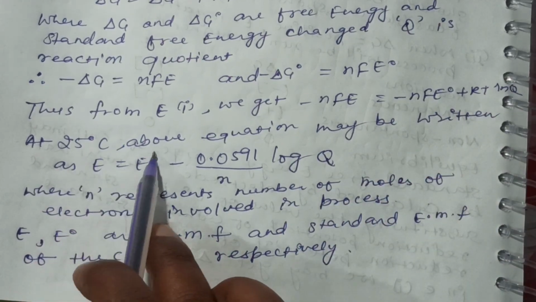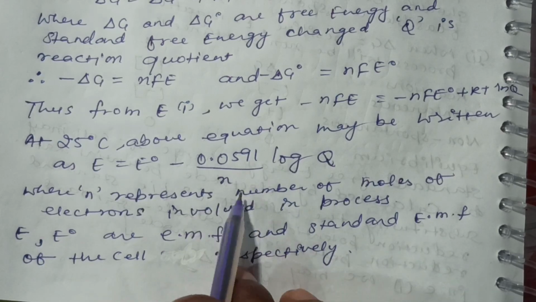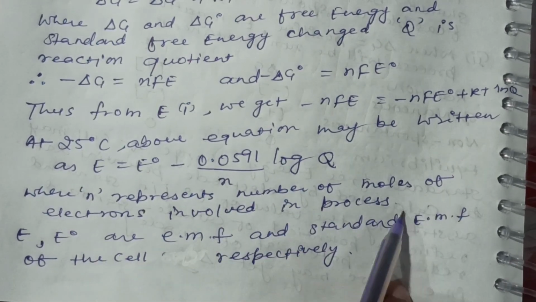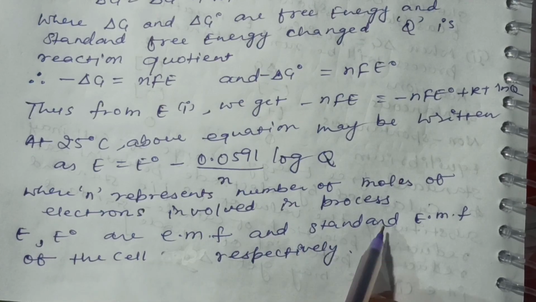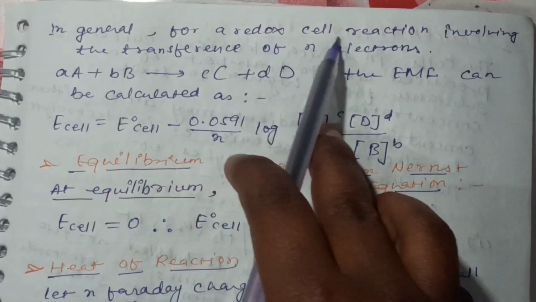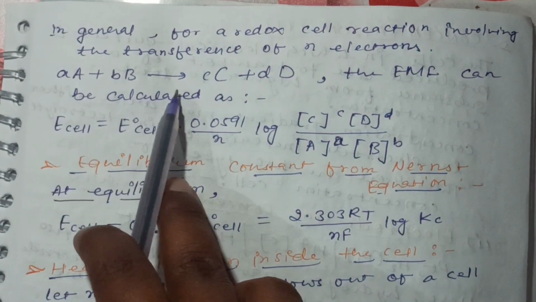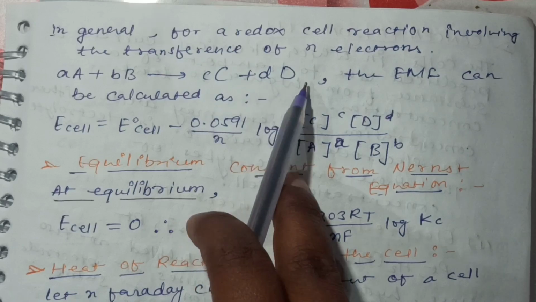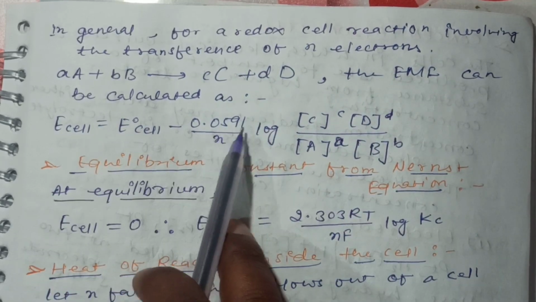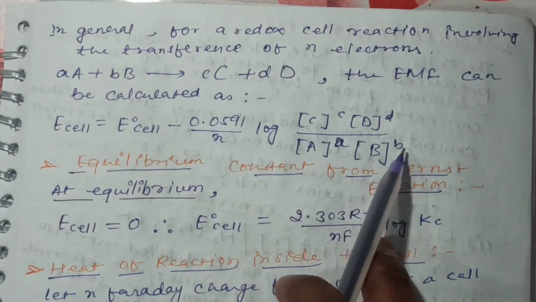At 25 degrees Celsius, the above equation may be written as E is equal to E naught minus 0.0591 upon n log Q, where n represents the number of moles of electrons involved in the process. E and E naught are the EMF and standard EMF of the cell respectively. In general, for a redox cell reaction involving the transference of n electrons, aA plus bB to cC plus dD, the EMF can be calculated as E cell is equal to E naught cell minus 0.0591 upon n log [C] to the power c [D] to the power d upon [A] to the power a [B] to the power b.